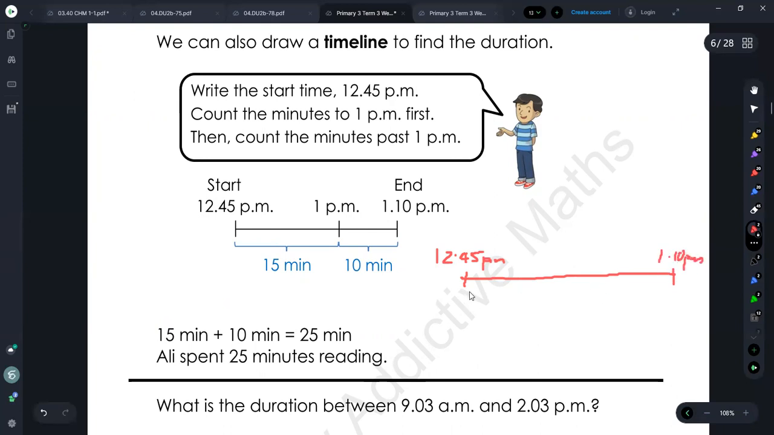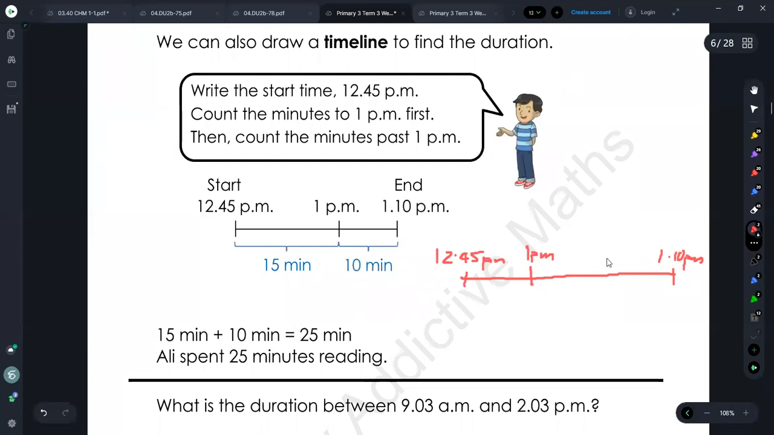Right, in order to draw the timeline, they have to ask themselves, 12:45, the next o'clock is when? I always say, what is the next o'clock? After 12:45, what is the next o'clock? Right, the next o'clock is 1 o'clock, so it's 1 p.m. All right, and then after 1 p.m., what's the next o'clock? Right, so the next o'clock is 2 p.m., but here it is 1:10.